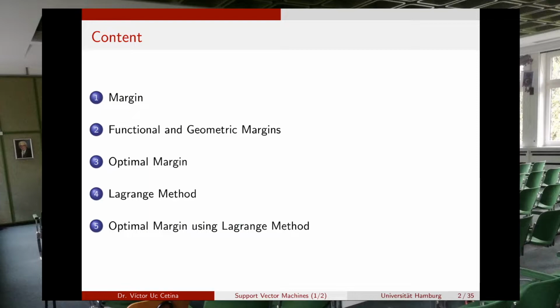And then I will talk about the Lagrange method, known as Lagrange multipliers, which is an optimization method that we are going to use for finding the optimal margin.